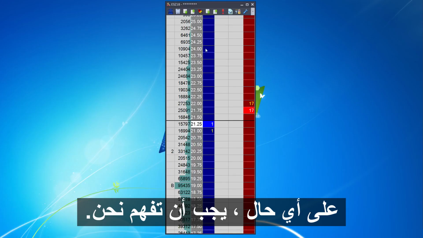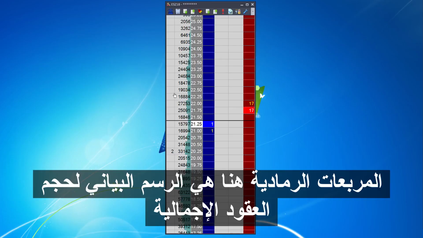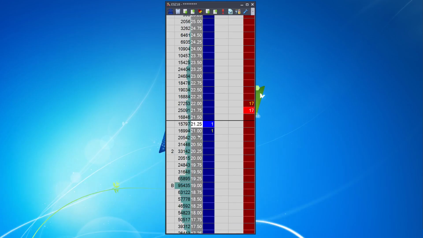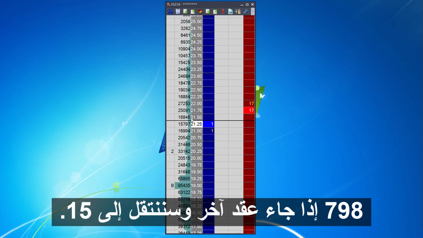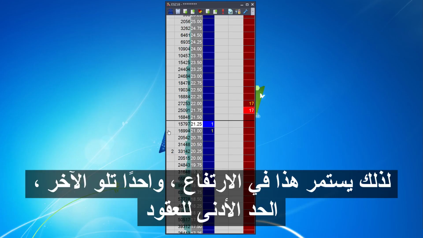Anyways, I'll recap real quick. These are the prices. The gray boxes over here are the volume histogram of total contracts traded at whatever price. Currently we're trading at 21.25. Only 15,797 contracts have traded here. If another contract came in, it would go to 15,798, and then 15,799, and so on. So this keeps going up one by one.